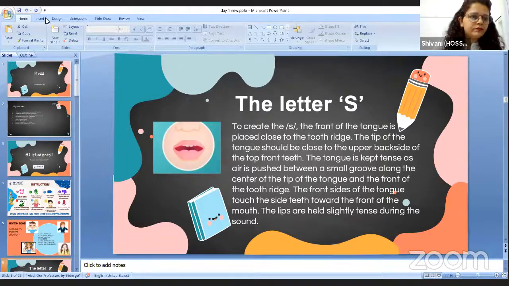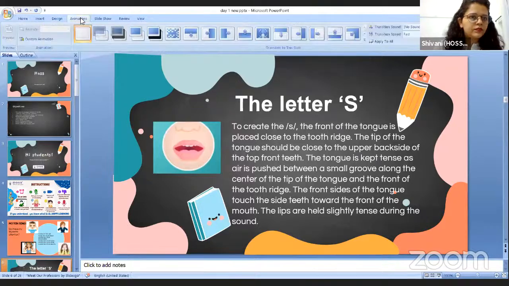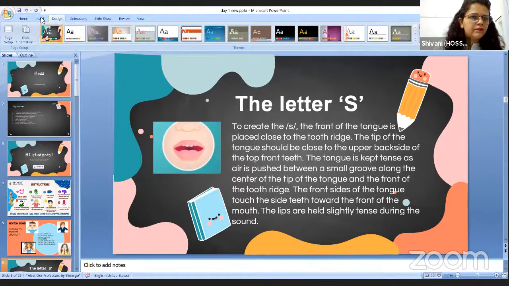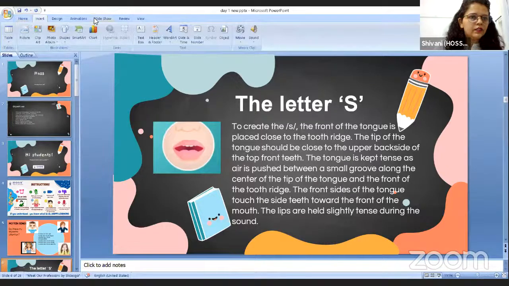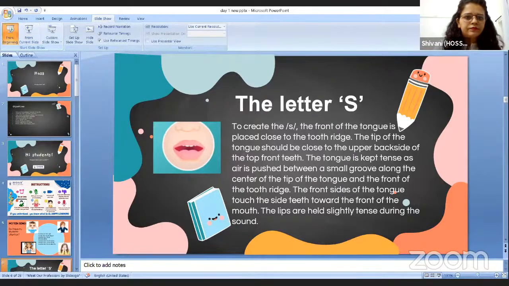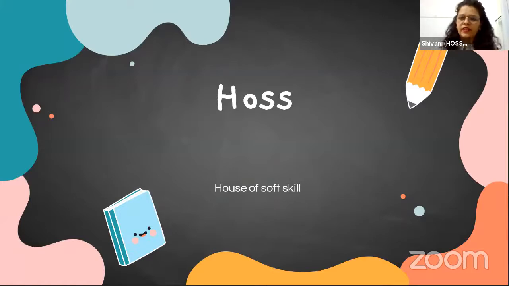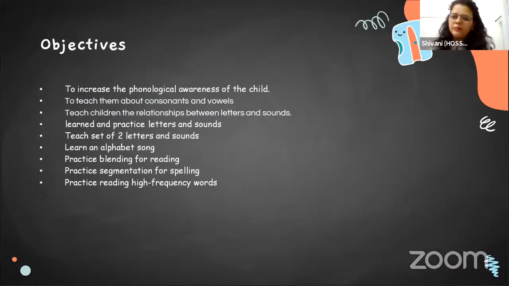First, let me explain our objectives. Our objective is to increase the phonological awareness of the child. So each and every child will be aware of all the sounds of the consonants, and we teach them the consonants and the vowels, and the relationship between the letters and the sounds, because the name is different and the sound is different.